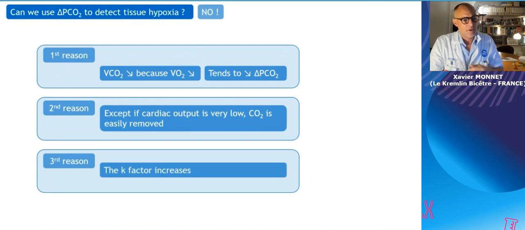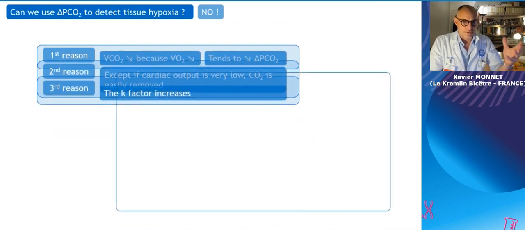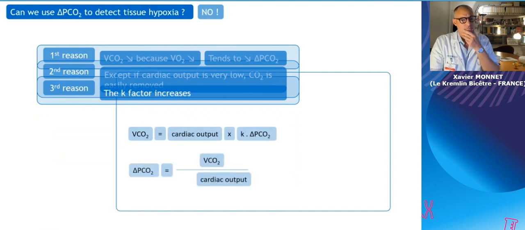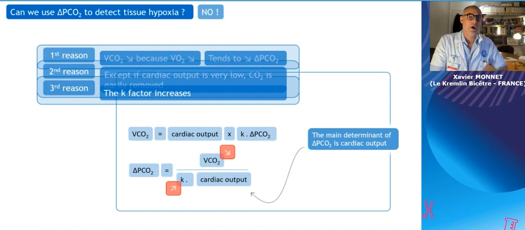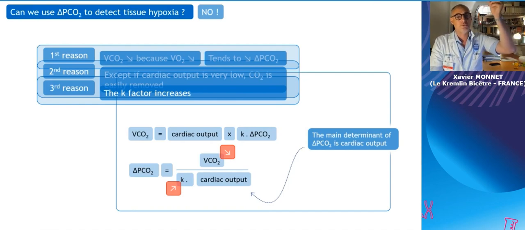And also, the key factor we have seen before is increased, especially because of acidosis, which tells us that, and it's a point, the PCO2 gap is not a straightforward marker of tissue hypoxia, but it expresses the ability of cardiac output to remove CO2 toward the lungs.